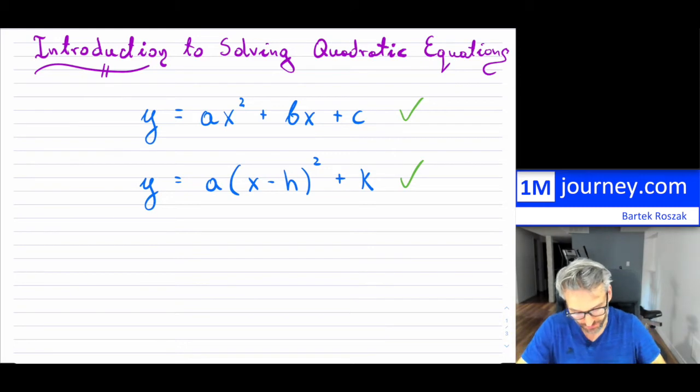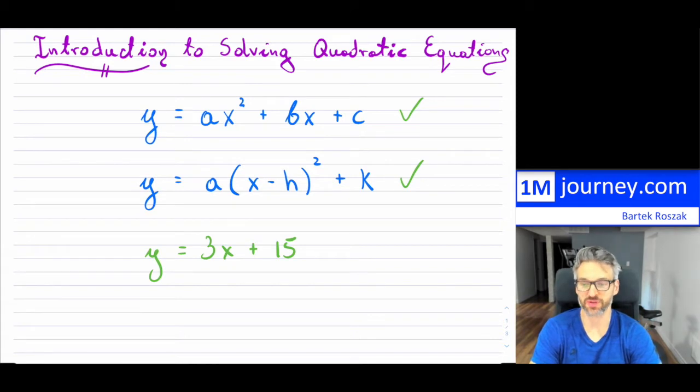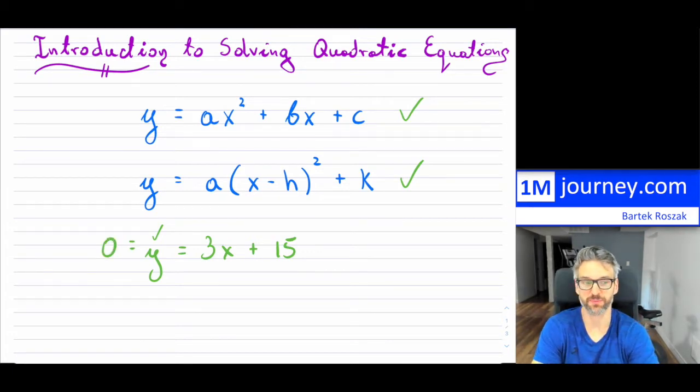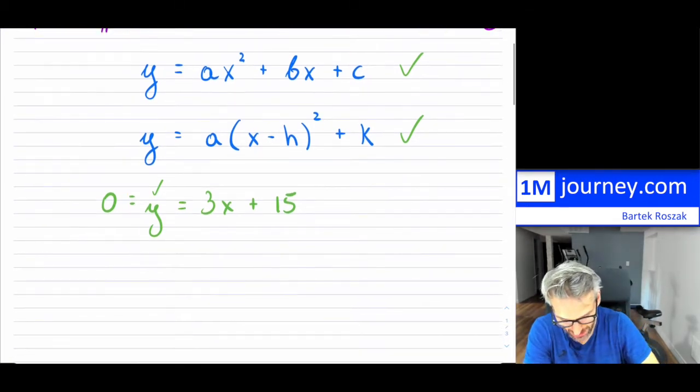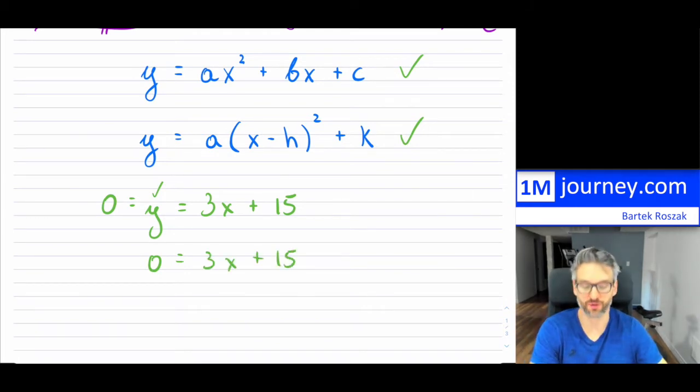If you recall, if we take the equation of a line, y is equal to, let's say, 3x plus 15, and now I want to say I know what y is, and let's set y to, for instance, 0, if we wanted to find the x-intercept. Once we know what y is, we can easily rearrange this equation to solve for x. We take the 15 over to the other side, and then divide by 3, and we get our answer.